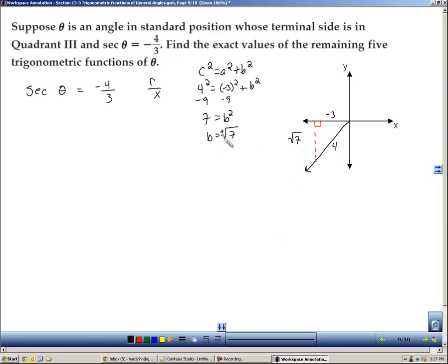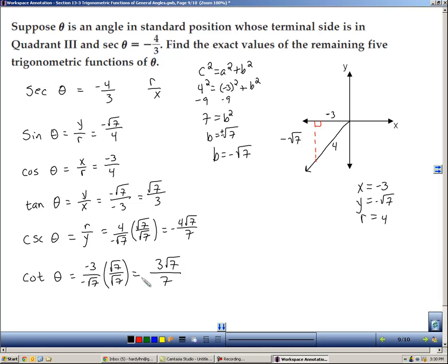Now this is a plus or minus, and because we're in quadrant 3 and we're going down, we're going to say that our b is actually negative square root of 7. So that's also our y value, negative square root of 7. So x then is -3, y then is negative square root of 7, and the r is 4. We'll use those three values to find the 6 trigonometric functions.